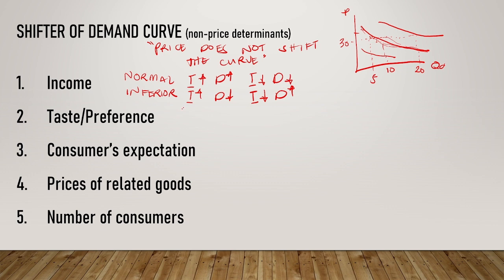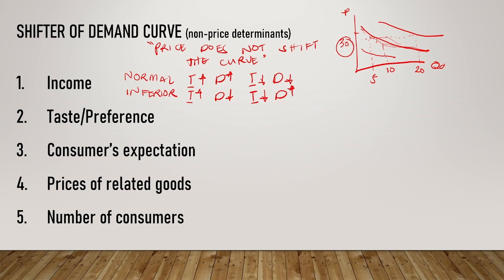Next is taste and preference. For example, if the taste and preference change, say it was reported in the news that siomai is harmful to health, what will happen to your demand? Your demand will change even without changing the price. Say the price is still 30, only your quantity demanded changed, so the curve shifts.